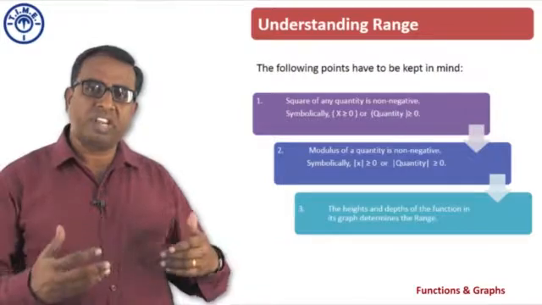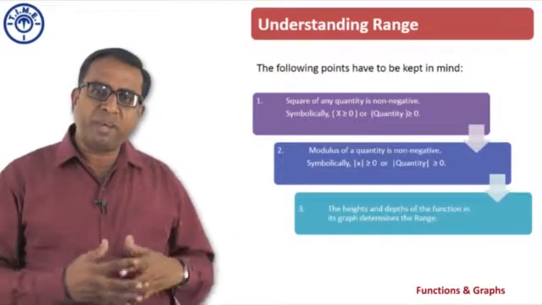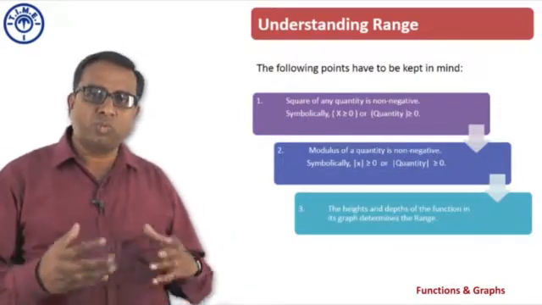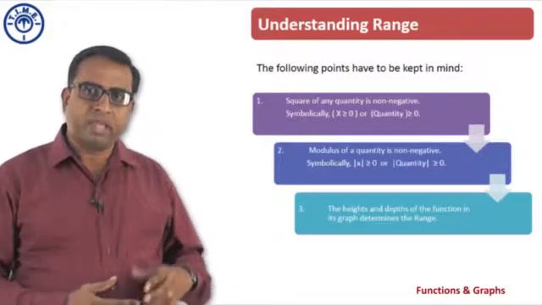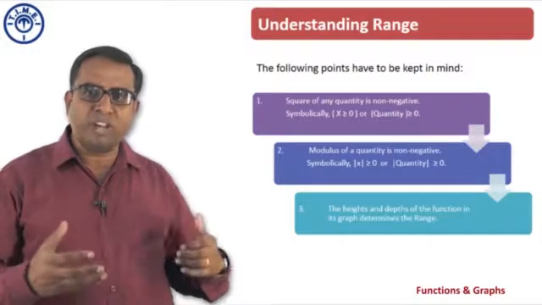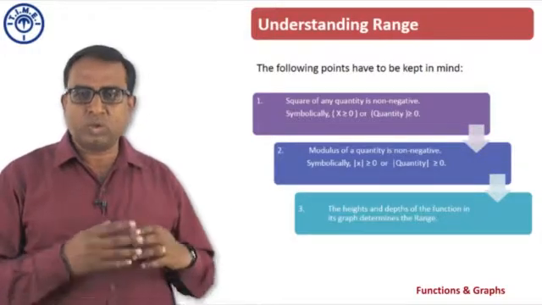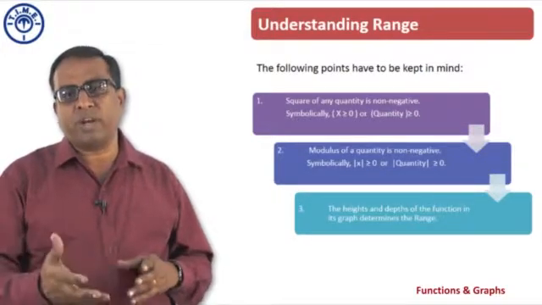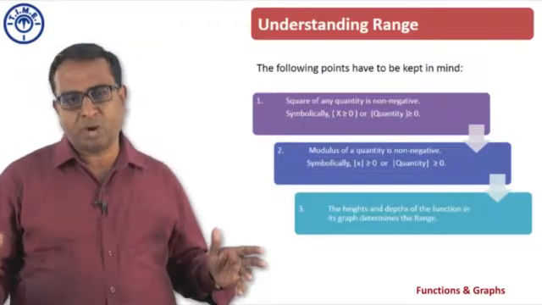Let's go for the range. As we already maintained, range is basically the collection of possible outputs. The first and foremost thing that you have to recall is that the square of any quantity is non-negative. That is, when you square a number, either you get a positive quantity or 0, but never a negative quantity.